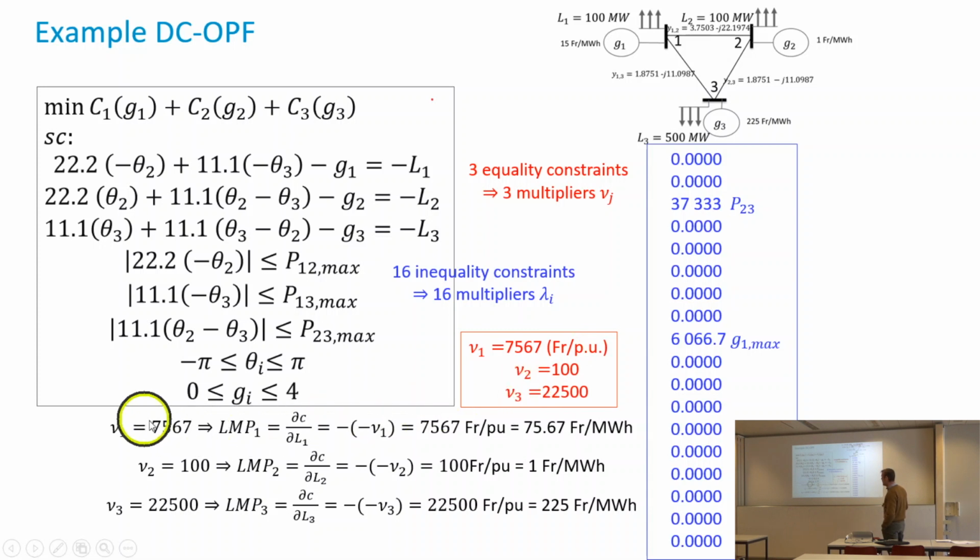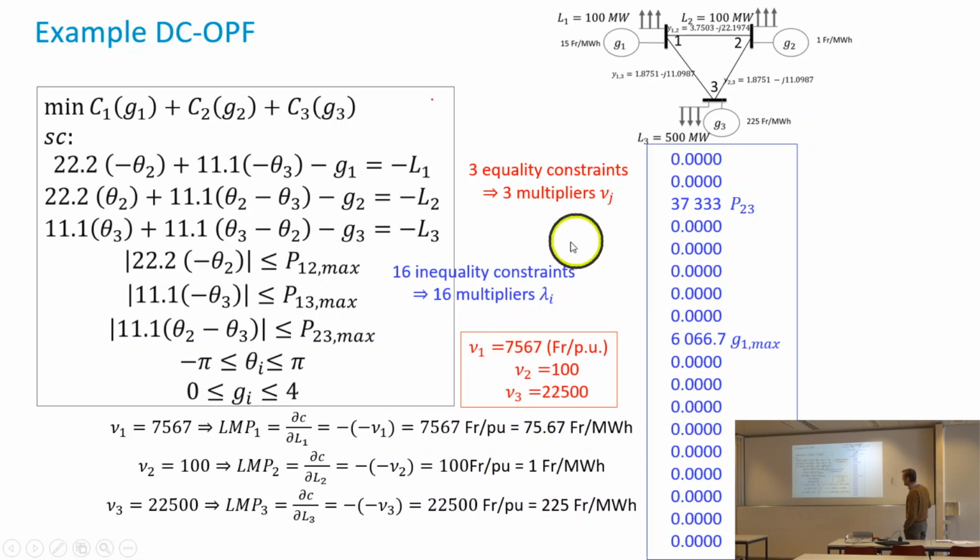From this, I can compute the locational marginal cost, which is the derivative of the constraint with respect to L1. Now, the constraints U2 and U3 don't depend on L1. U1 does, and it depends with a minus sign. So the locational marginal price is dC over dL1, which is minus the Lagrange multiplier, which is exactly this. So we find that the Lagrange multipliers, in this case, are exactly the marginal prices.